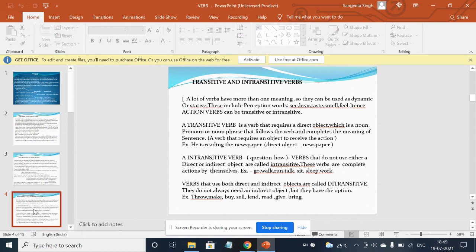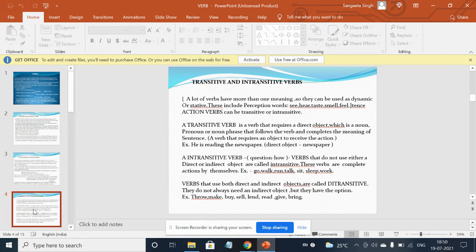Action verbs can be transitive or intransitive. A transitive verb is a verb that requires a direct object, which is a noun, pronoun, or noun phrase that follows the verb and completes the meaning of the sentence. Means a verb that requires an object to receive the action. Example: he is reading the newspaper. Here, the direct object is newspaper.